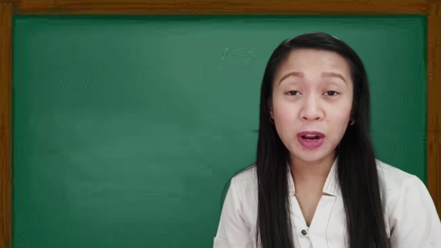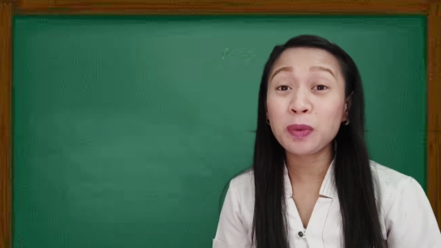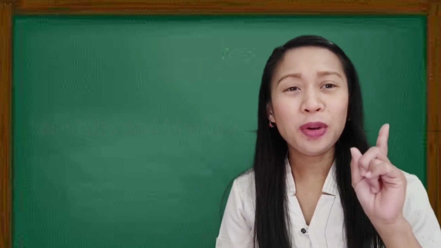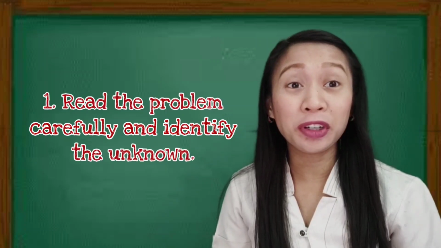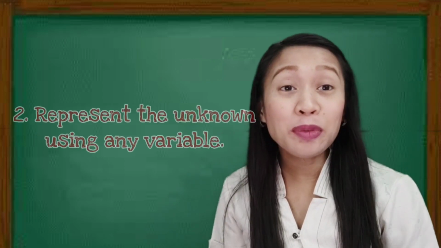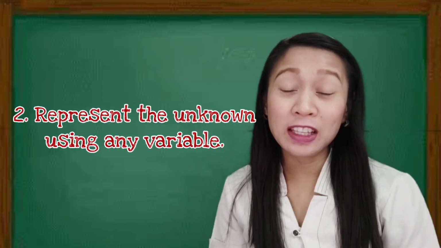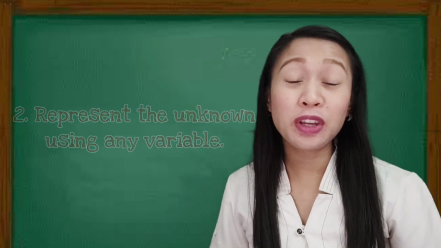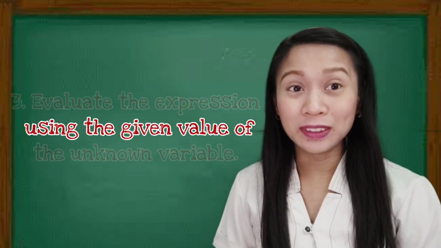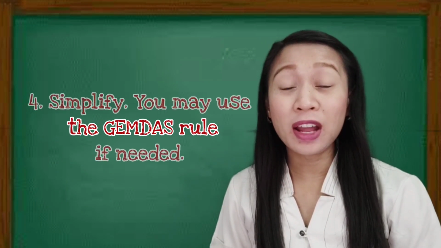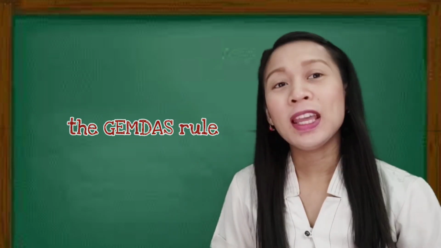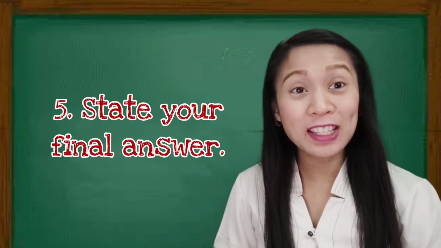Before we solve that problem, I'm going to share the step-by-step process on how we can solve problems involving algebraic expressions. Number 1, read the problem carefully and identify the unknown. Number 2, represent the unknown using any variable. Number 3, evaluate the expression given the value of the unknown variable. Number 4, simplify your expression. You can use the PEMDAS rule if needed. And lastly, state your final answer.